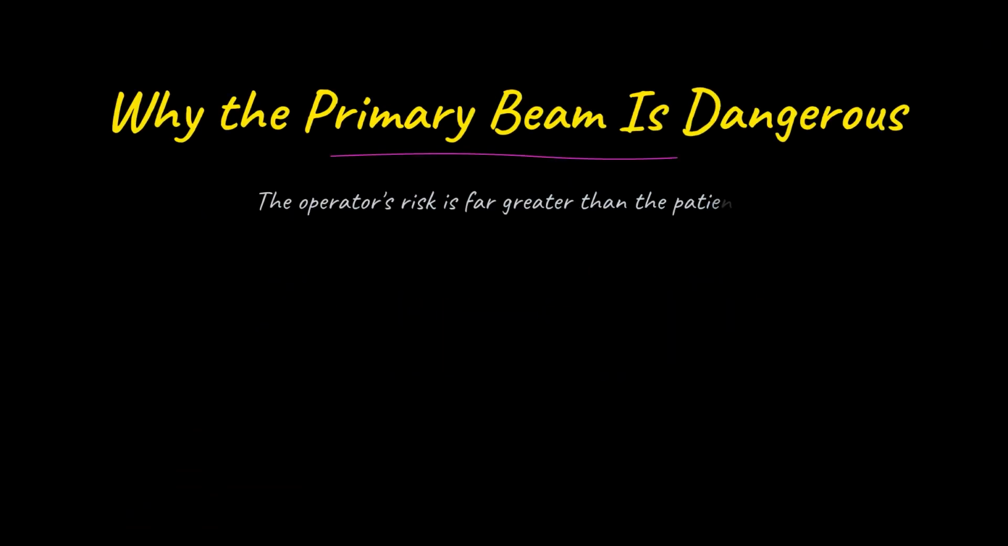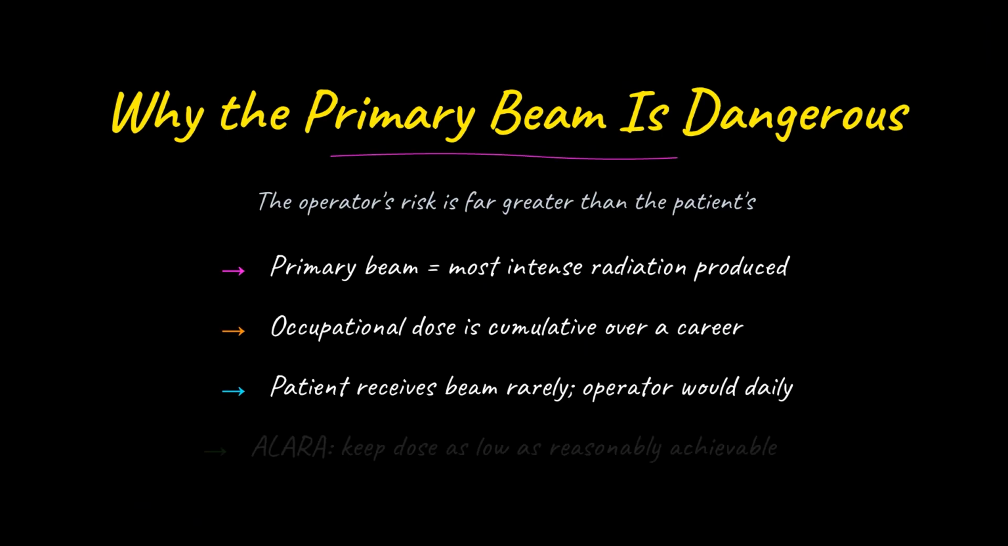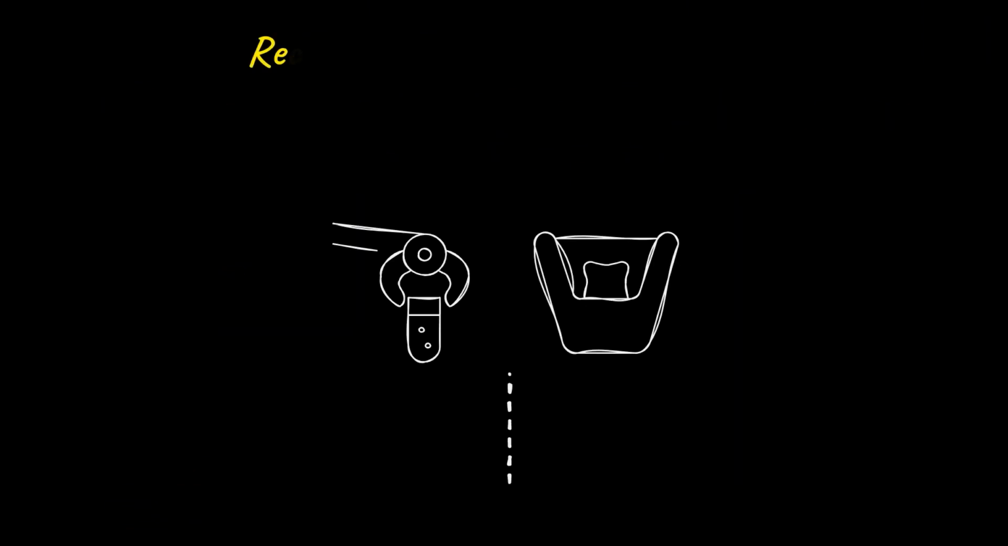The primary beam is the most intense radiation the machine produces. Unlike a patient who is exposed only occasionally, an operator holding receptors would intercept the primary beam at every single exposure, accumulating dose throughout an entire career. The ALARA principle, keeping dose as low as reasonably achievable, makes routine primary beam exposure completely unacceptable.